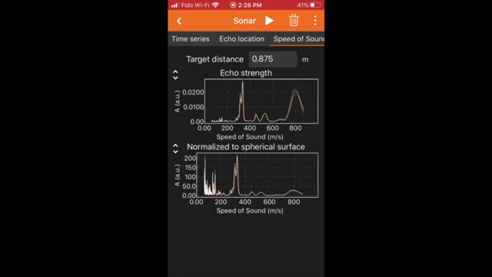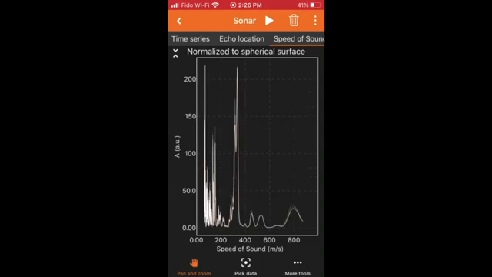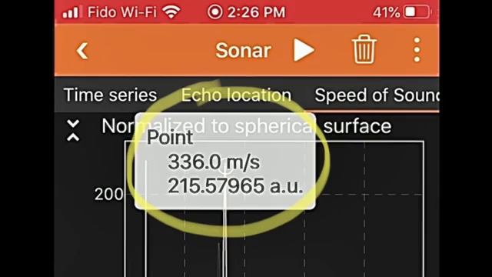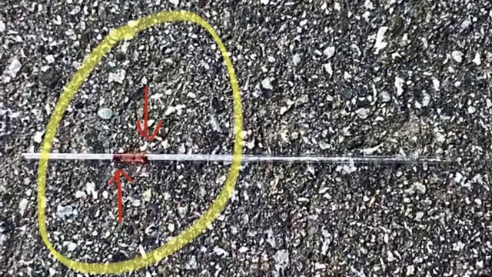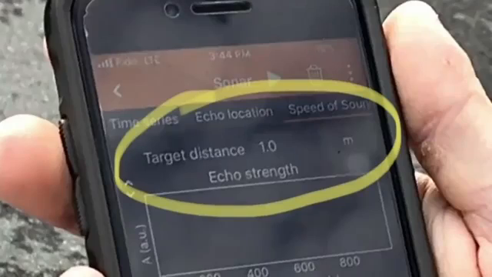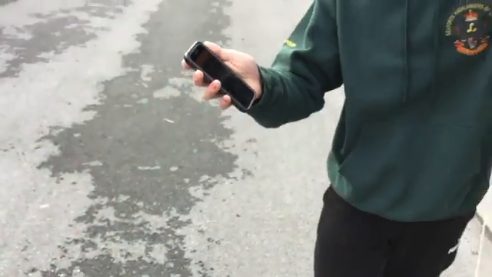You should then use the pick data tool in order to find the spike that is between 300 and 400 meters per second, which will be your speed of sound. The distances were chosen to match the graduations on the ruler we made. We used a thermometer to measure the outside temperature and confirm it was 0 degrees. This is 1 meter.